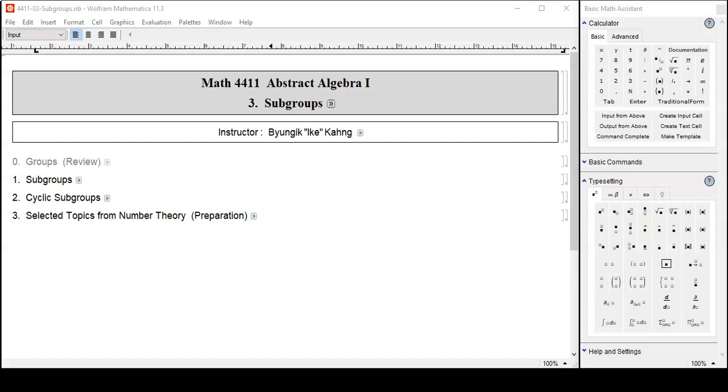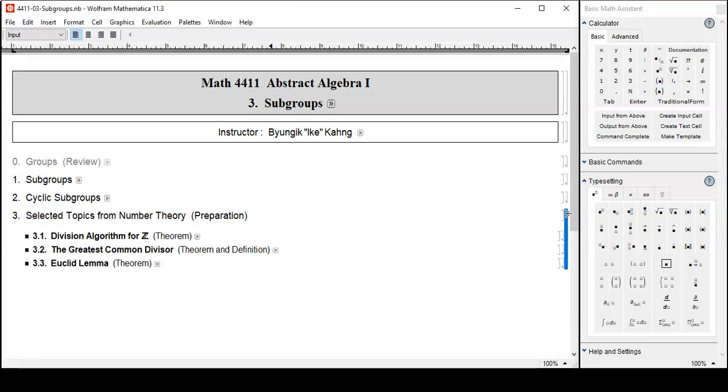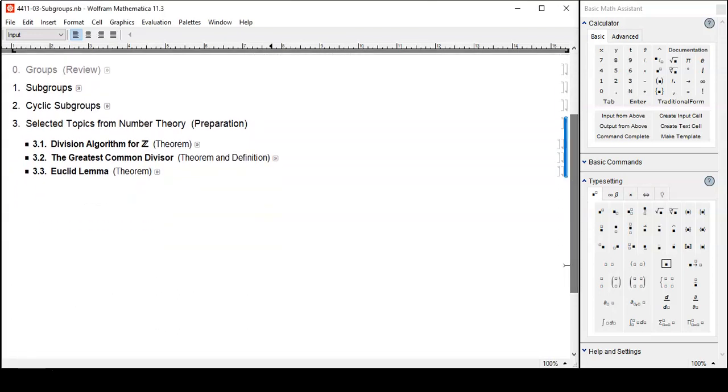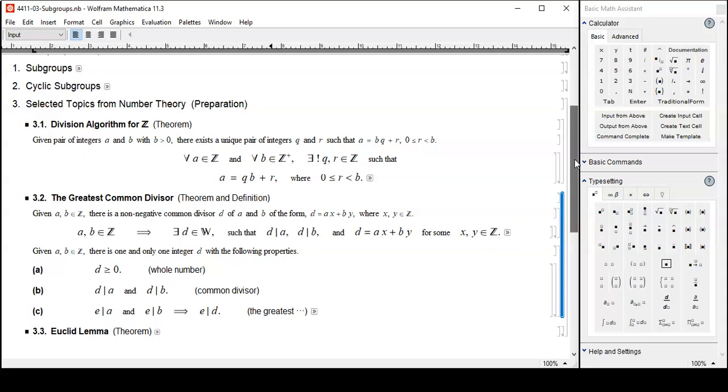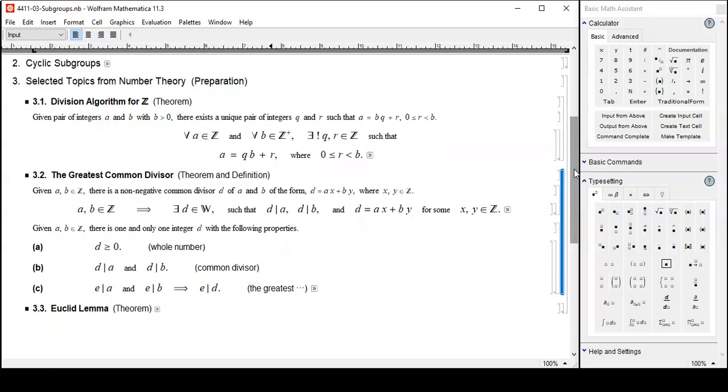Hello students, welcome back. Let's go to section 3, selected topics from number theory, and this is going to be our preparations for what's to come. In previous videos, both of which are optional, we went through the division algorithm and the greatest common divisor, along with the rigorous proofs. I hope everybody went through those optional videos, whether you understood everything or not. But in case you skipped, let's have a brief overview.